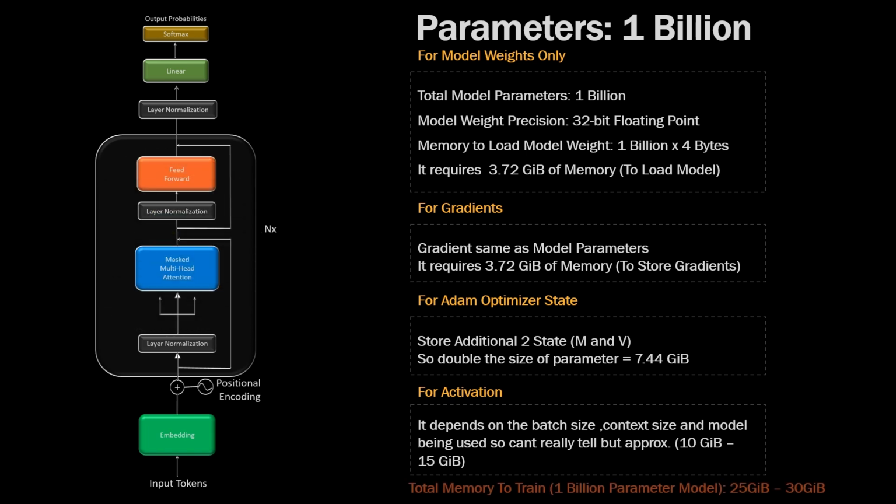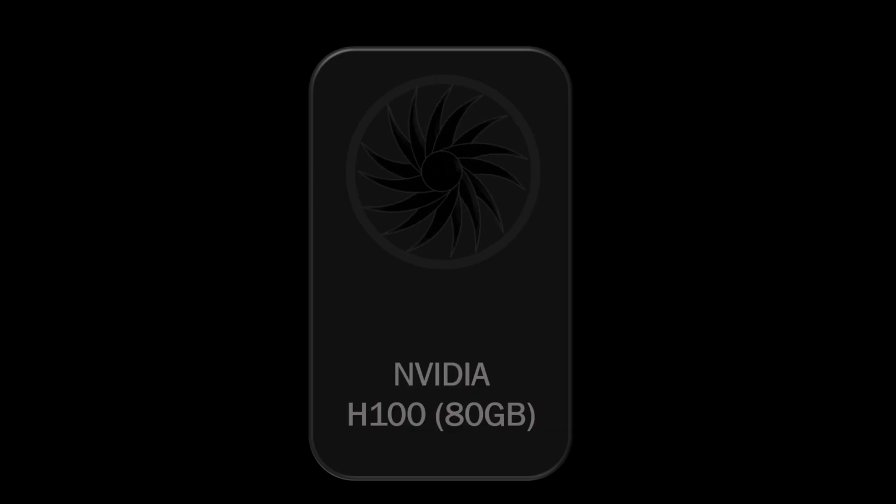Considering all these factors, training a 1 billion parameter model using full precision floating point requires around 30 GB of memory. However, today's large language models contain hundreds of billions of parameters, which require significantly more computational resources. For training large models, high-performance GPUs are needed. One of the most popular GPUs for training LLMs is the H100, which has 80 GB of memory. A single GPU can handle smaller models of around 1 billion parameters, but for training models with billions of parameters, multiple GPUs must work together to train a single model efficiently.